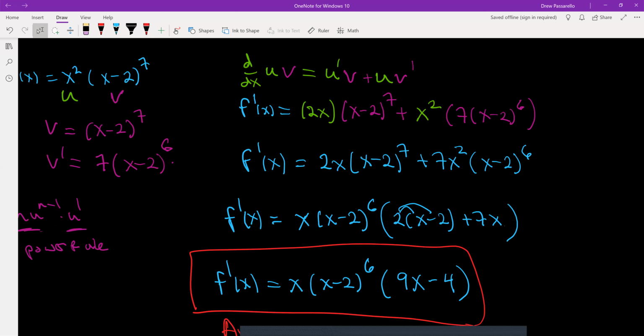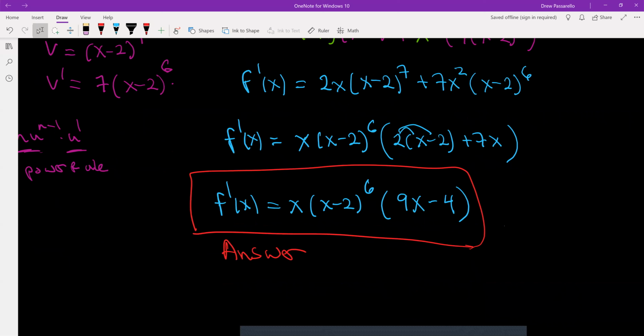After I found those, I plugged them into their corresponding spots in the formula. And then from there, I just factored out what they have in common, which was (x - 2)^6, and they also had the variable x. Then I did some simplifying with the stuff in parentheses on the right side, and I got that to be 9x minus 4. All right, so that's that one.